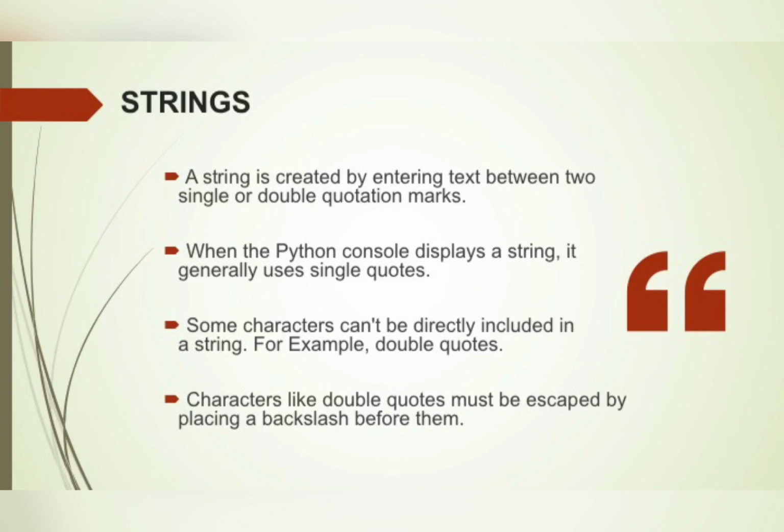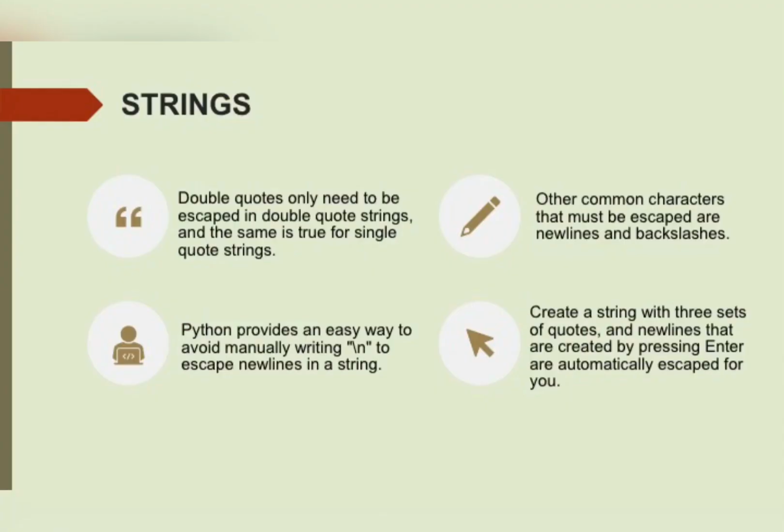Some characters can't be directly included in a string. For example, double quotes can't be directly included in a double quote string. These would cause it to end prematurely. Characters like these double quotes must be escaped by placing a backslash before them. Double quotes only need to be escaped in double quote strings, and the same is true for single quote strings.